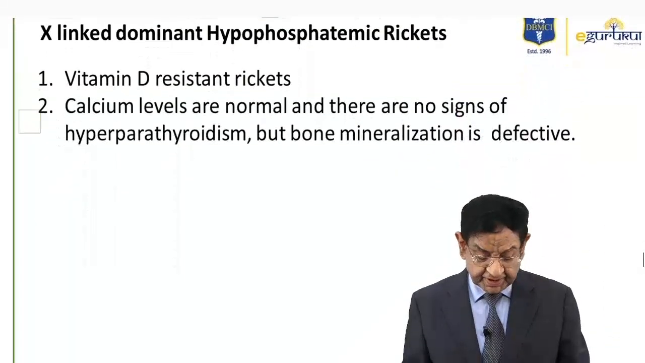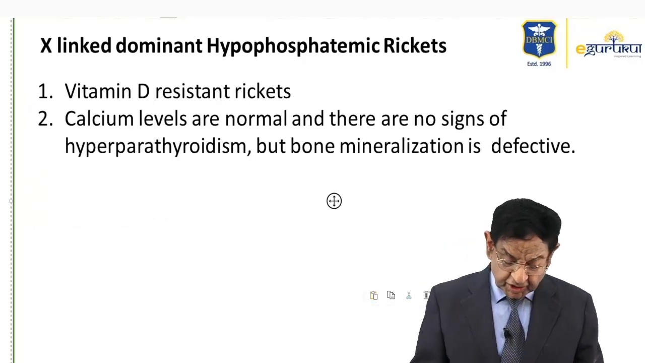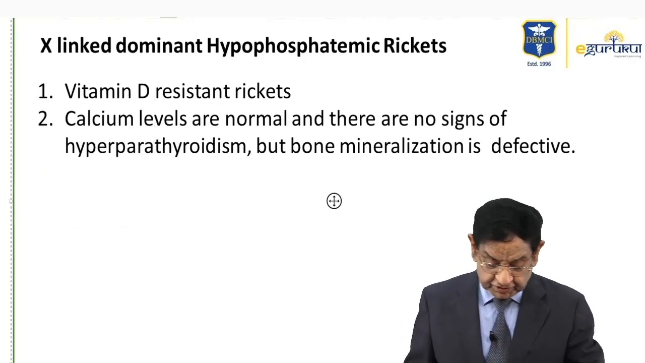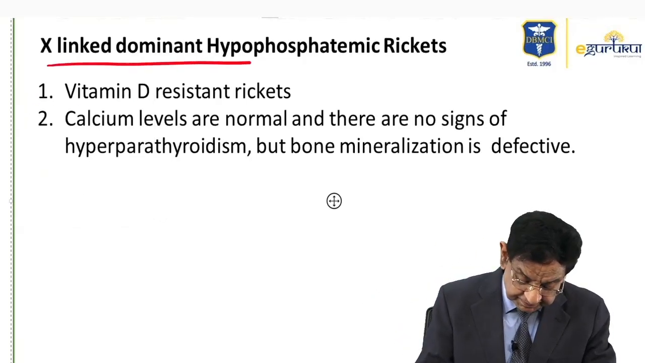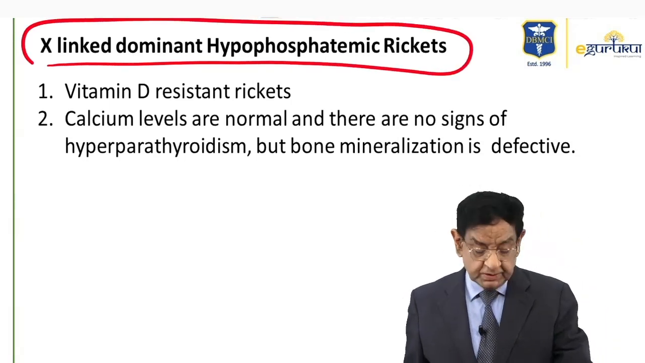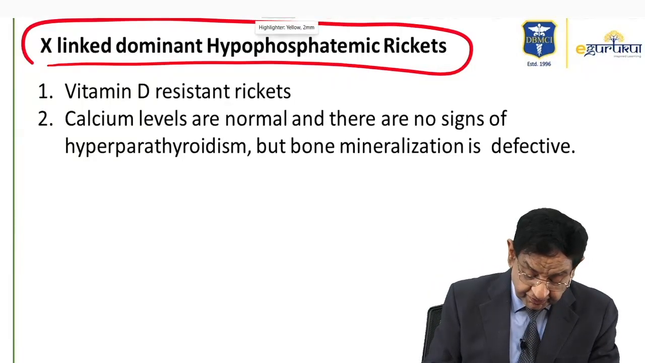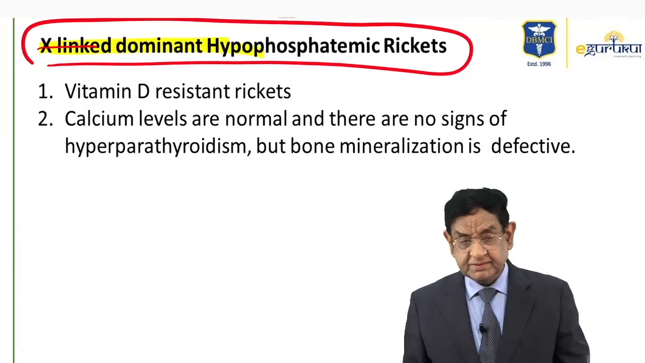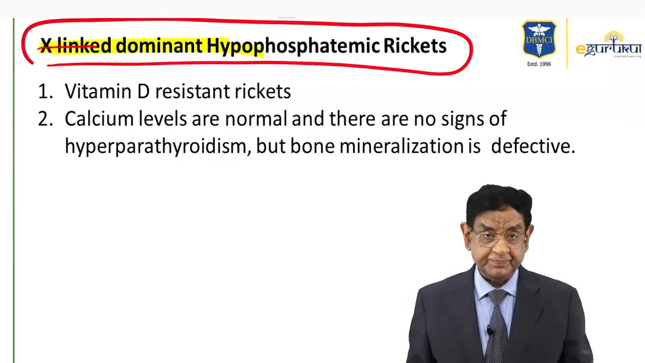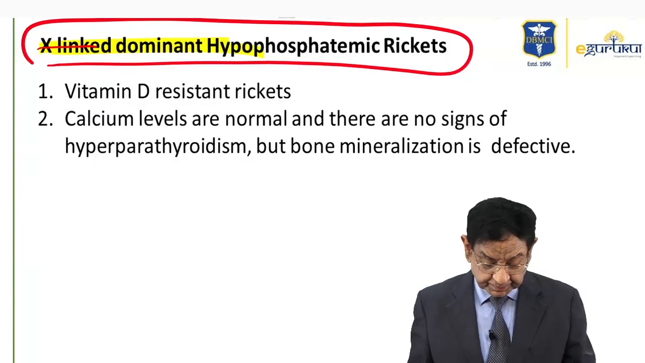Now we come to a very important topic. X-linked dominant hypophosphatemic rickets. Can't afford to lose this topic. So it is X-linked dominant. Point to be noted very carefully. In the beginning, I told you that there is something called X-linked dominant. Let us see. And it is hypophosphatemic.